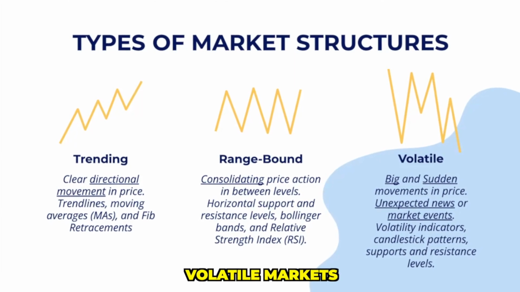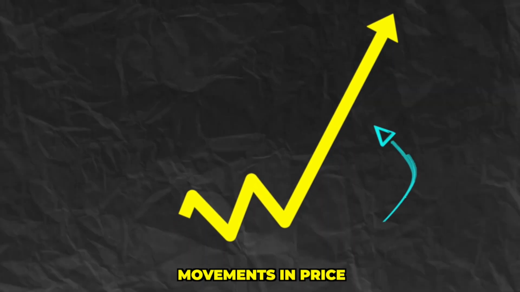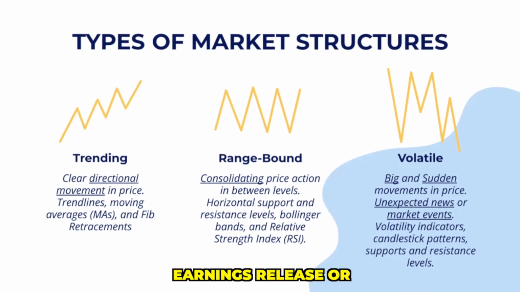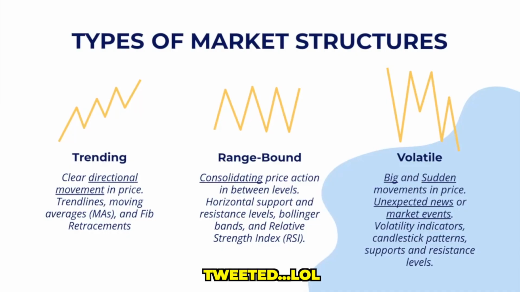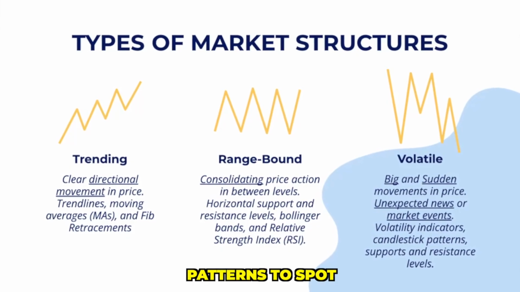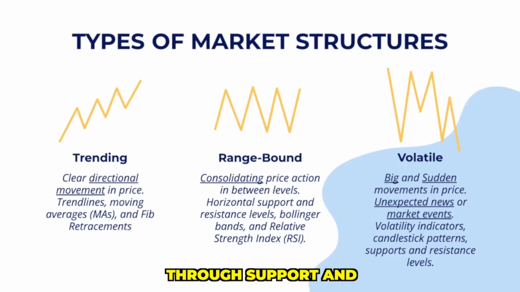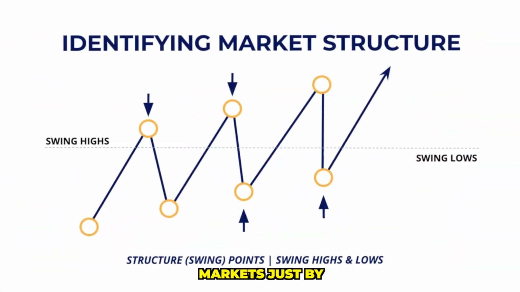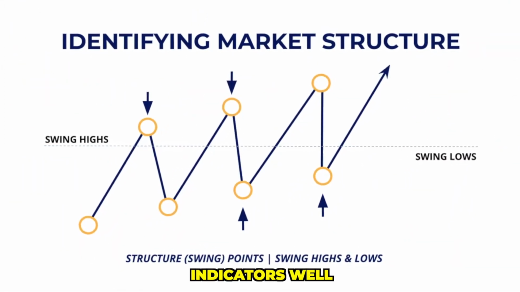Lastly, you have volatile markets. With these, you will see big and sudden movements in price. They often occur after the release of unexpected news, earnings release, or because Elon Musk tweeted. People sometimes use candlestick patterns to spot these movements, but breakthroughs through support and resistance levels are favored to identify this structure. Okay, but how do we identify these markets just by looking at the chart without any indicators?